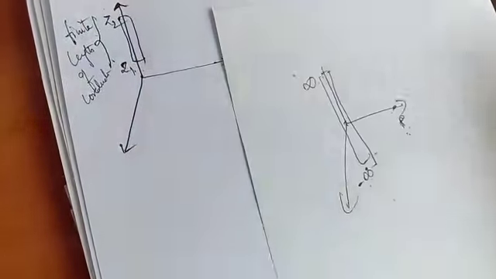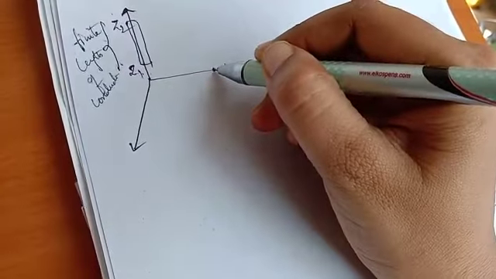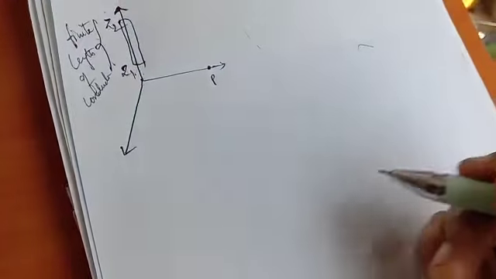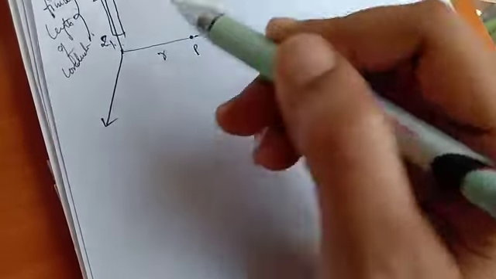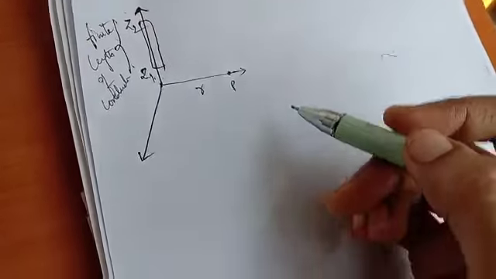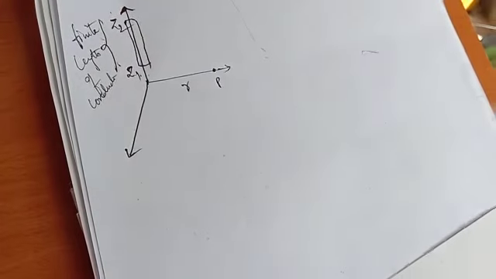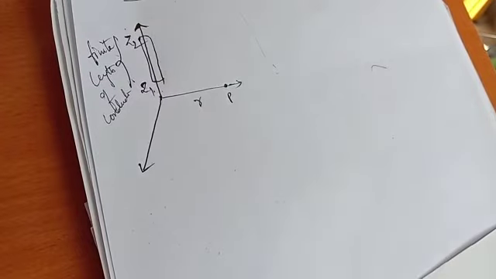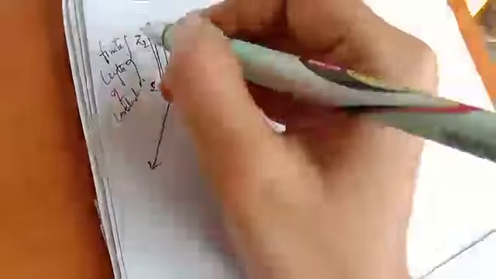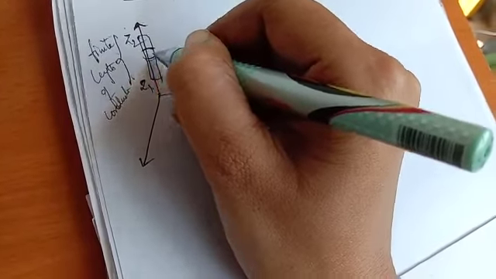The remaining process is all the same. We will be considering a point here where the field is to be determined. From the origin to here, let the distance be r. Now in this finite conductor, again we will be considering some differential length. In the same way as we calculated for an infinite conductor, we are calculating for a finite one. Let the differential length be dl.